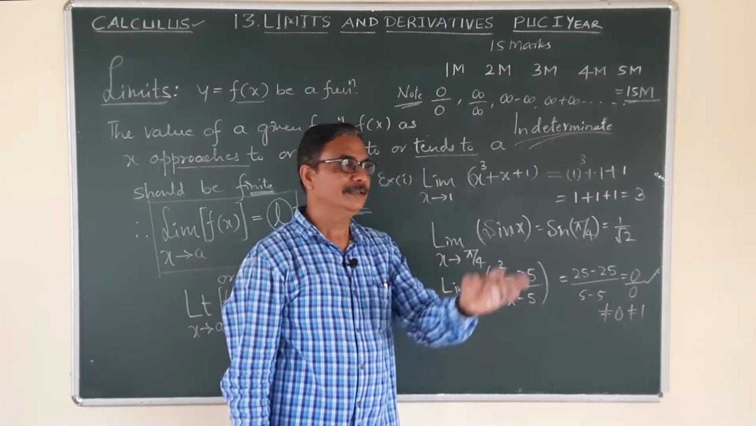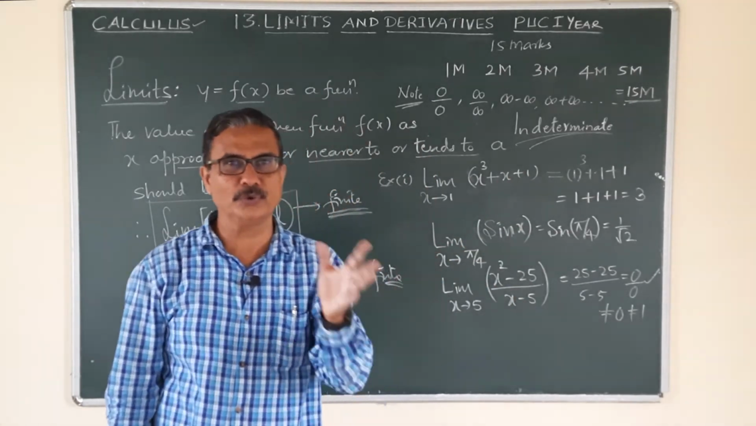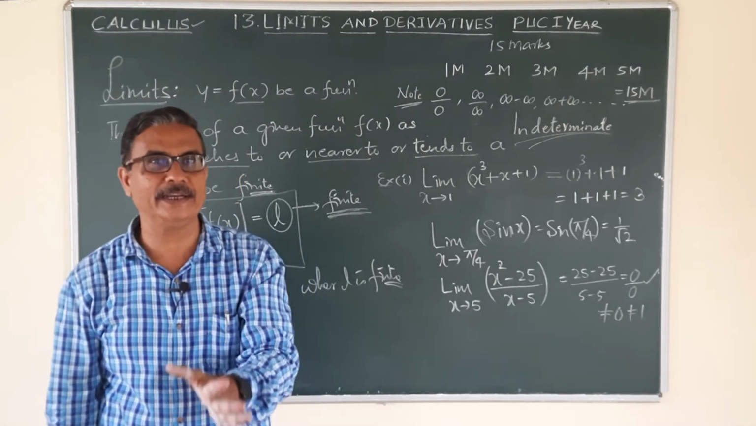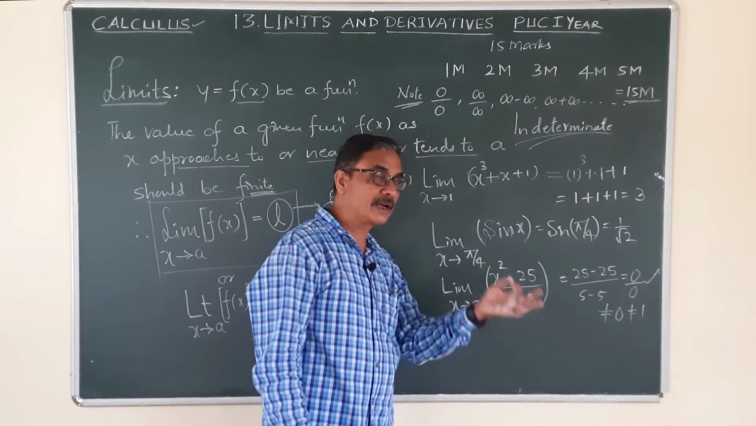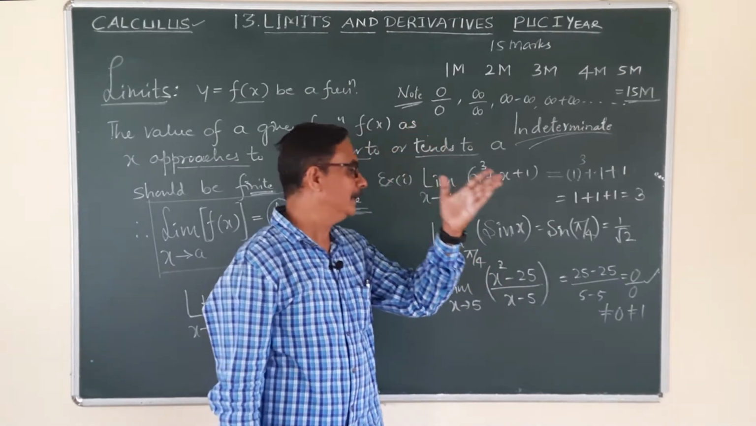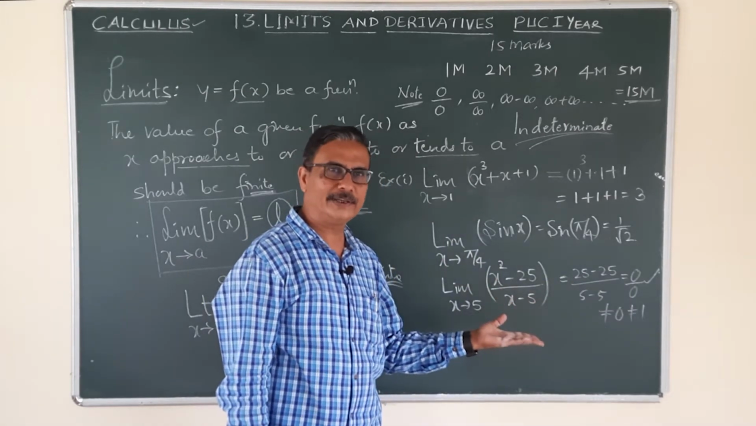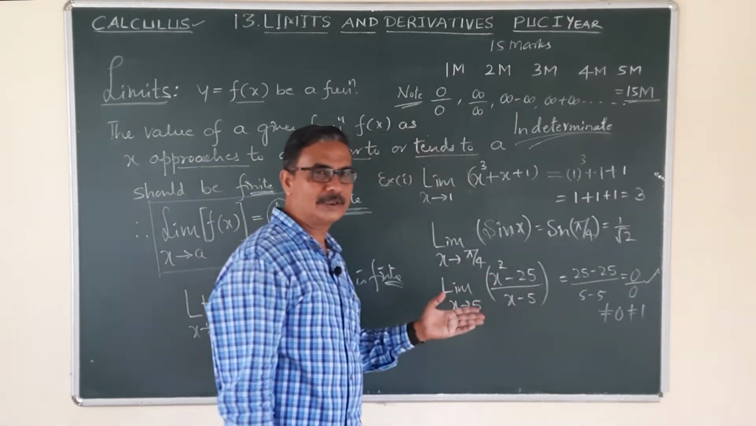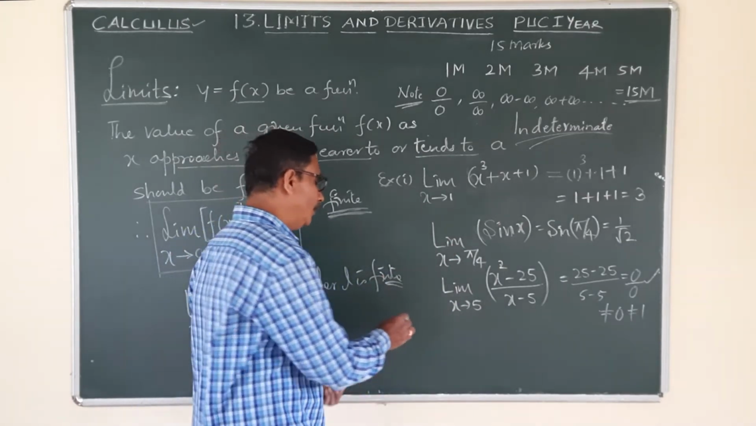Definition of limit: the value of the given function as x approaches a should be a finite value. When x value is substituted in the given function, the answer must be finite. But here it is indeterminate form, that is not a finite value. What can you do? Simplify the given function. Go on simplifying till you get a finite value. How to solve?